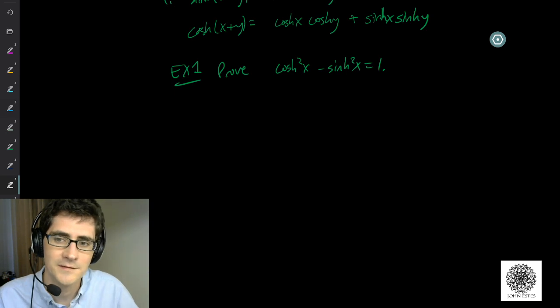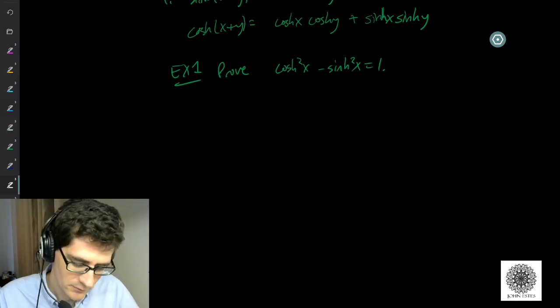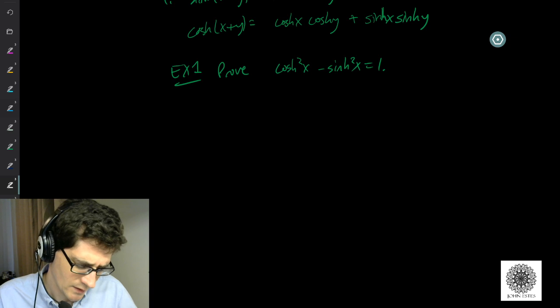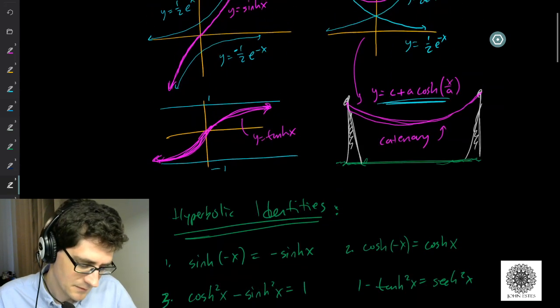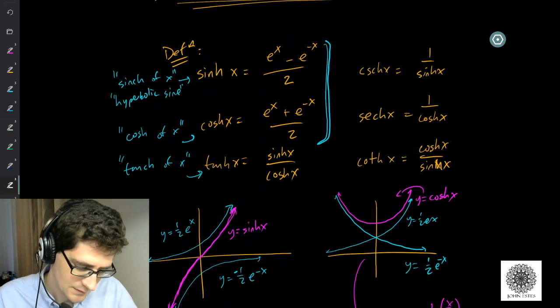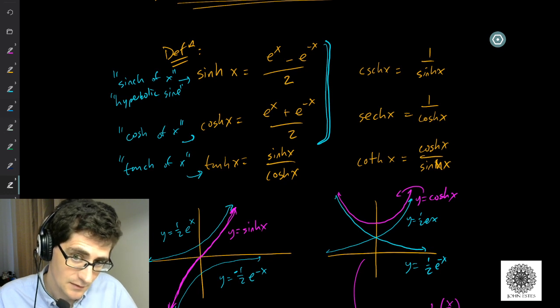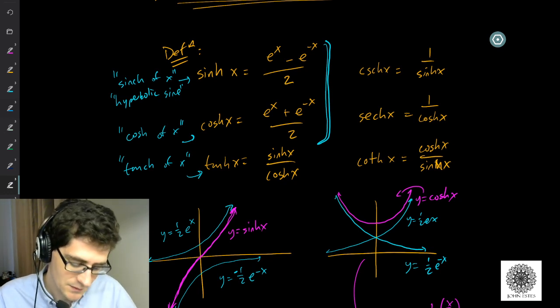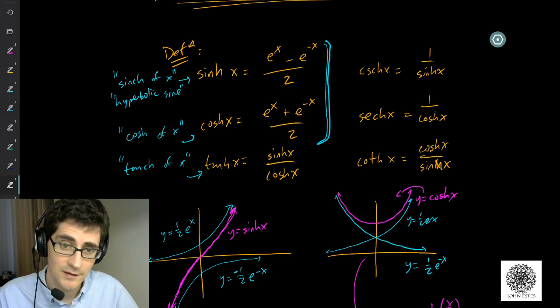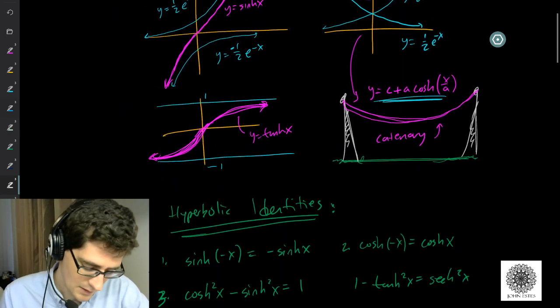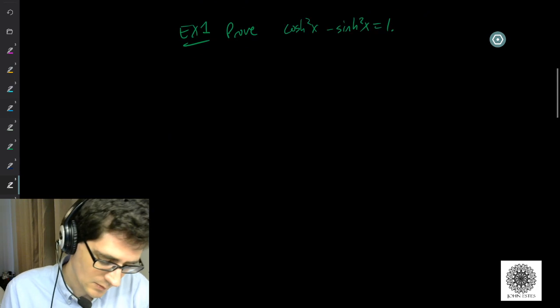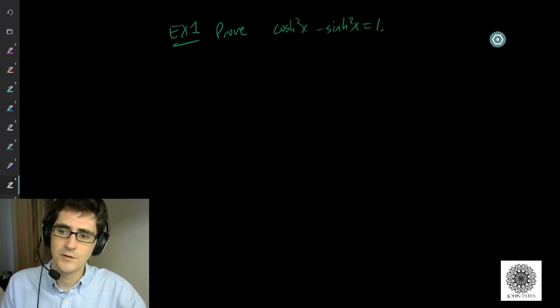We've looked at their graphs. We've seen some identities. We haven't really worked with them a lot. But let's go back to the definitions again. Sinh is e to the x minus e to the negative x over 2. Cosh is e to the x plus e to the negative x over 2. Let's use those facts to plug this in and see if we really do get 1.